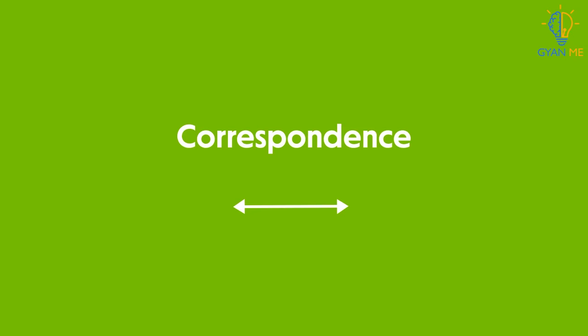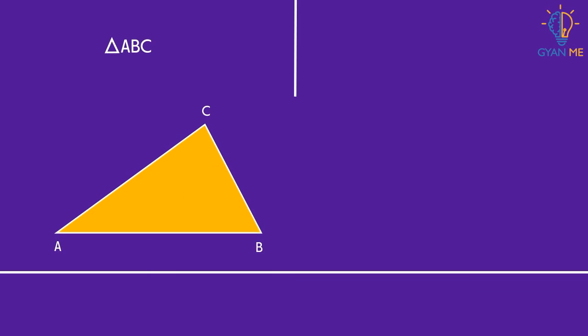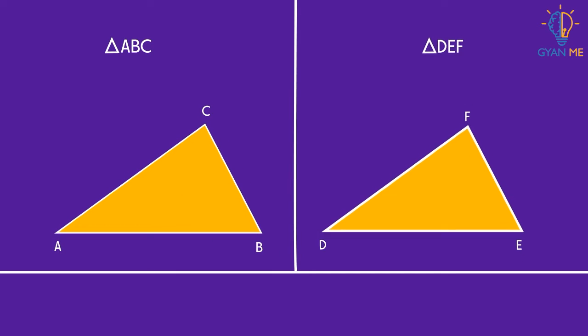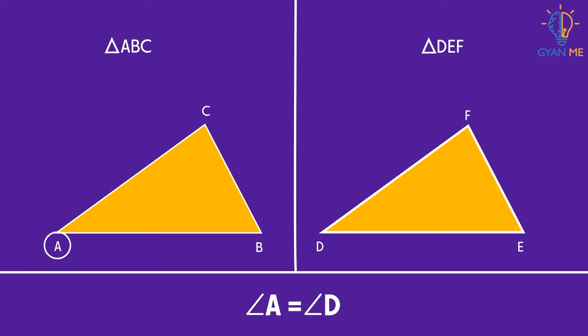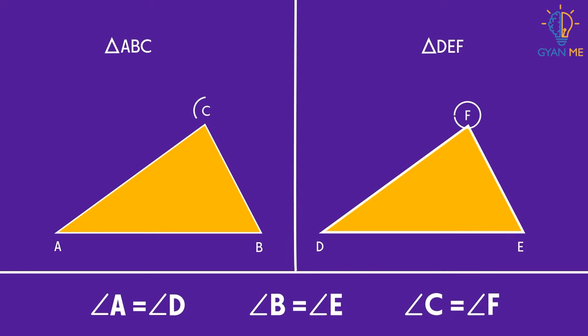Now let us understand the term correspondence in a better way. For that, let us take two triangles ABC and DEF and try to find proper correspondence. In both the triangles, we see that angle A is equal to angle D, while angle B is equal to angle E, and angle C is equal to angle F.